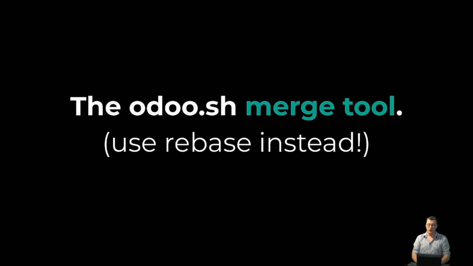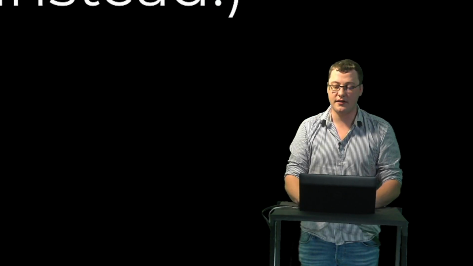Next point about Odoo SH is the merge tool. Now we have to talk about it, even though it's in Odoo SH and it's a function that is available to you. I would highly recommend that you do not use the drag and drop merge tool on Odoo SH. It's mostly there for the same reason that there is a Jupyter editor on it. It's more for prototyping purposes.